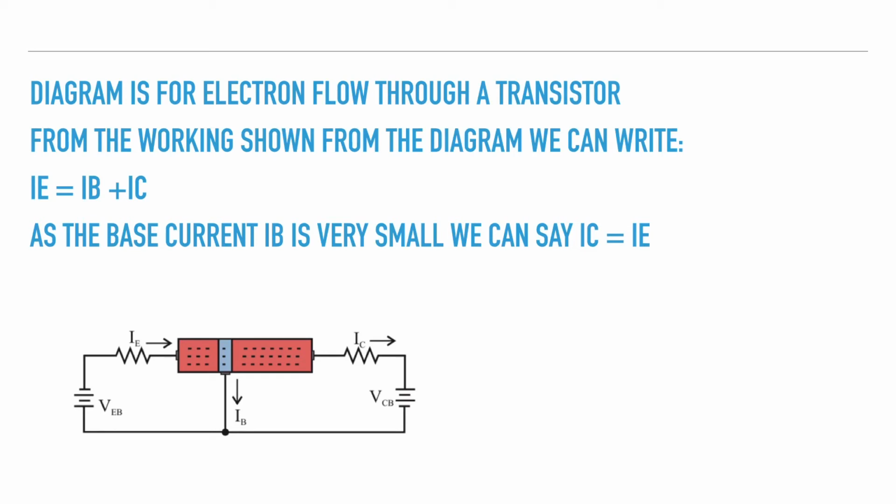Electrons injected from the emitter into the base diffuse into the collector base depletion region due to the thin base region. When the electrons enter the collector base depletion region, they are pushed into the collector region by the electric field at the collector base depletion region. The collector current IC flows through the external circuit as shown in this diagram. Majority of the electrons injected by the emitter into the base are thus collected by the collector and flow through the collector circuit.